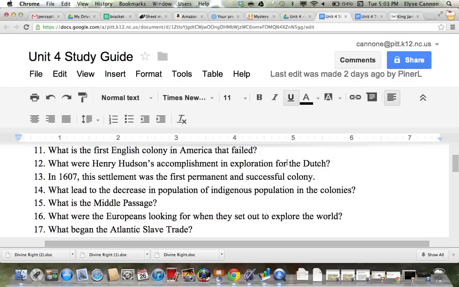Henry Hudson, his accomplishment and exploration for the Dutch. Henry Hudson's going to explore for the English and the Dutch, but one thing he does for the Dutch is that he's going to find the Hudson River, which is located in current-day New York.